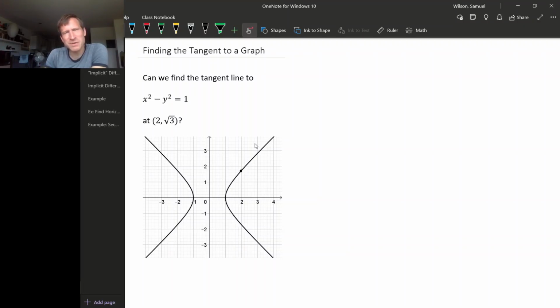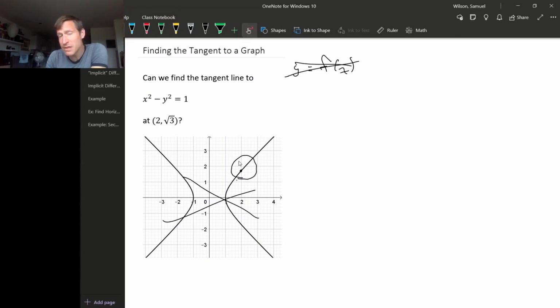So since we can't get an explicit function like this, it's not totally clear how we would be able to find a derivative in this case, or a slope of a tangent line, right? This isn't going to be possible. Well, since we're interested only in this point (2, square root of 3), if we sort of zoom in on this point and throw away the rest of the graph, right?